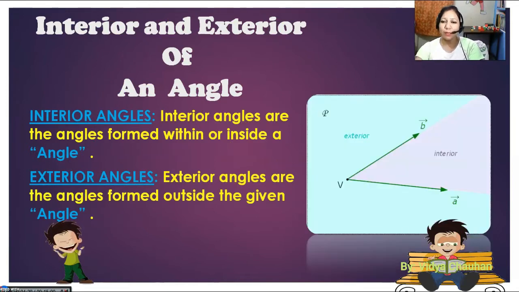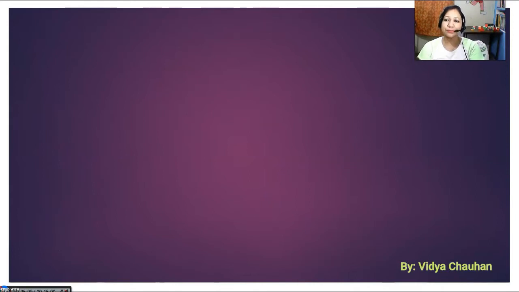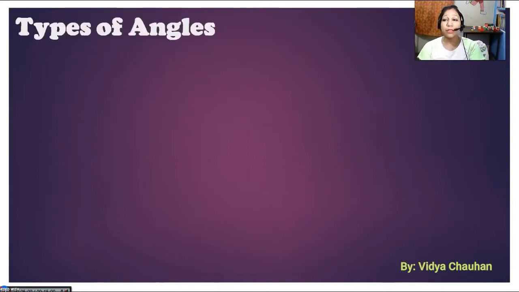As you can see in the picture here, an angle is formed with vertex V and a portion colored gray. The portion which is inside, covered by these two arms, this complete gray portion, is called the interior portion of an angle. At the same time, the outside portion, meaning outside these two arms, is the exterior portion of the angle. Clear, students?